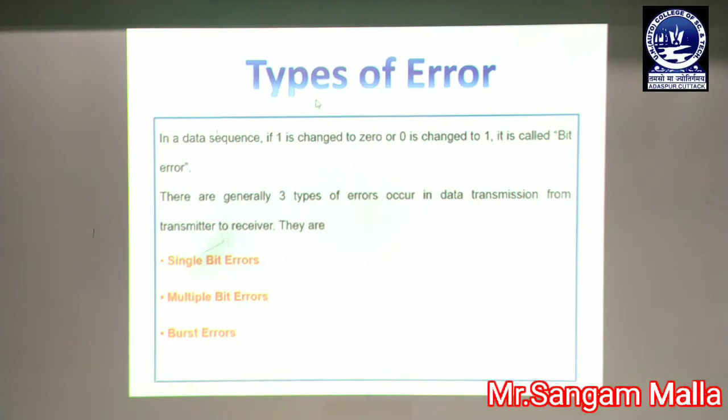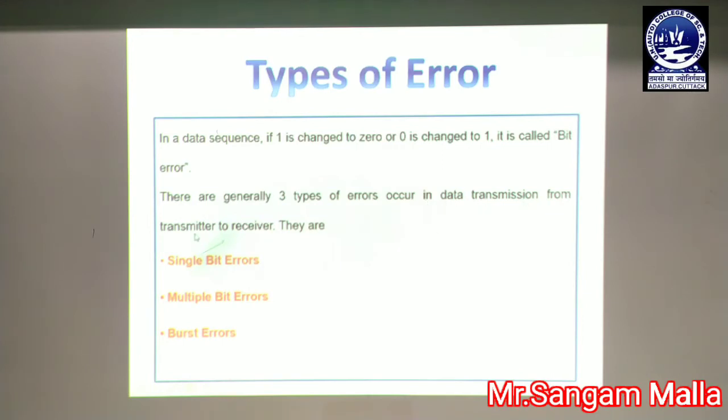Now we will deal with the next topic, that is types of error. In a data sequence, if 1 is changed to 0 or 0 is changed to 1, it is called a bit error. Whenever we send a sequence of data, it is in the form of zeros and ones because we are dealing with digital data. If a single bit, either 1 or 0, has been changed to its opposite, then it is called a bit error. Whenever a single bit in a total data sequence gets changed, we call it a bit error.